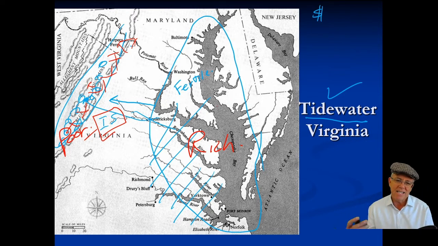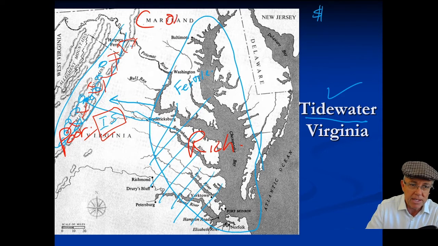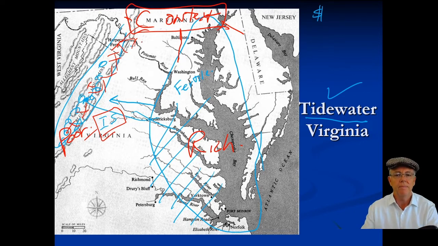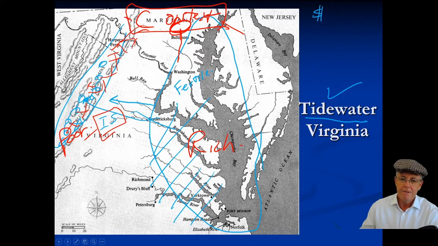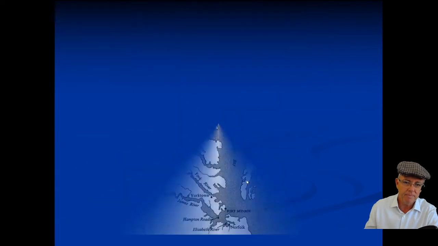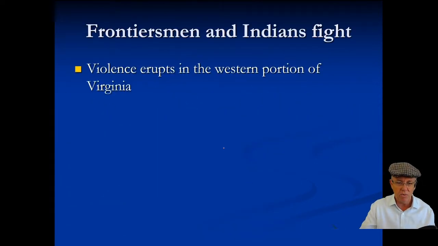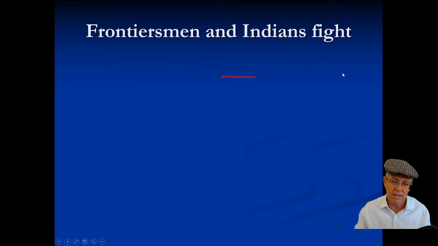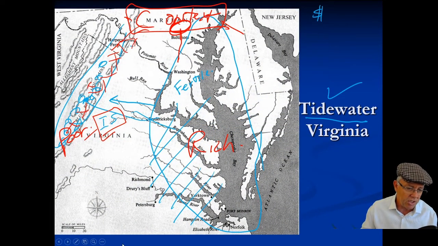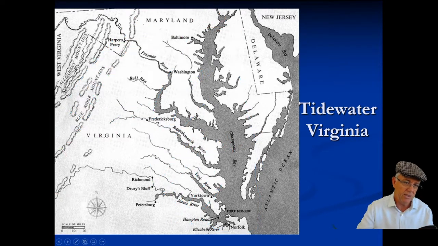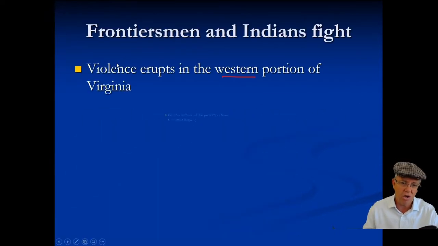And so that's the background, or the context. Remember, you've got to pay attention to context. Remember what context is: before, during, and after a problem, to understand the problem, whatever that problem is. So that's the Tidewater. Okay? So what happens is violence erupts on the western portion of Virginia. We get violence over here in the west because the indentured servants are coming into conflict with the Indians. That's the context.